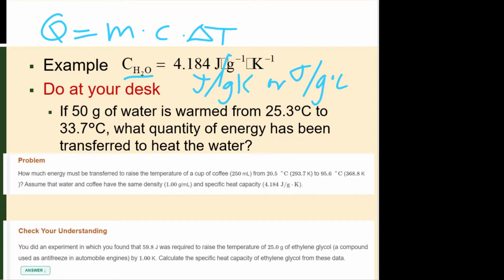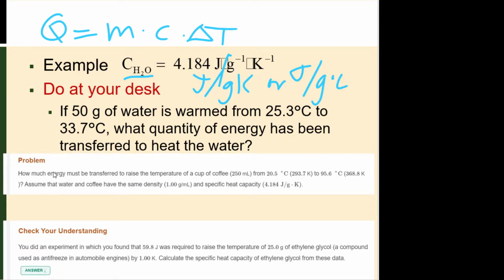So knowing this, I want you to try 3 different problems to see if you can solve. So this one, we're solving for Q, we're solving for energy. If 50 grams of water is warmed from 25.3 degrees Celsius to 33.7 degrees Celsius, what quantity of energy has been transferred to heat the water? So I want you to try this problem, pause, and I also want you to try 2 others, and we'll go over all at the same time.